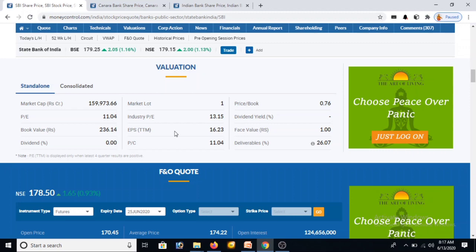And like I mentioned to you earlier, this is only a tool which helps you to determine whether the price is overpriced or underpriced. So we have to compare many other things before making a decision. So this is how we can interpret PE ratio.